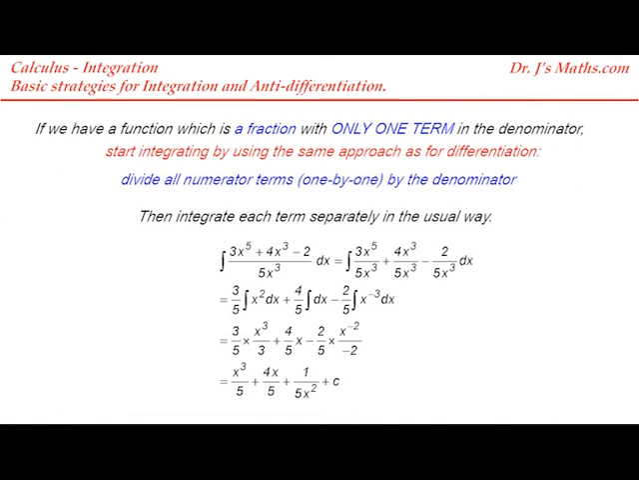Now we do our normal thing there, rewrite the number 3 over 5, add 1 to the index, x cubed divided by 3, plus 4 over 5 times x, minus 2 over 5, and then x to the minus 2 over minus 2. Tidy all that up, cancelling and changing signs, we get x cubed over 5 plus 4x over 5 plus 1 over 5x squared plus the constant c.